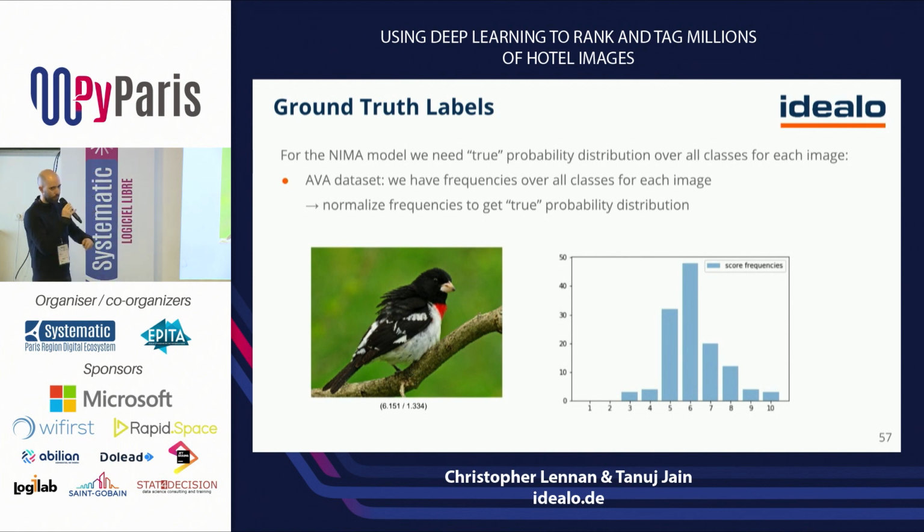This is different from the classical classification setup where you have one label for an image, for example, bird. Here we have a distribution of labels for this bird, and this allows us to use the earth mover loss instead of cross entropy.